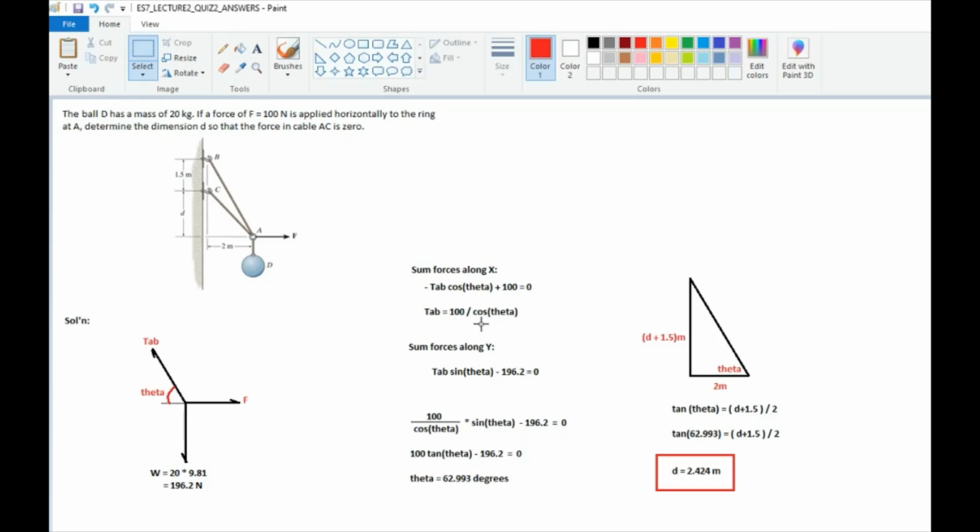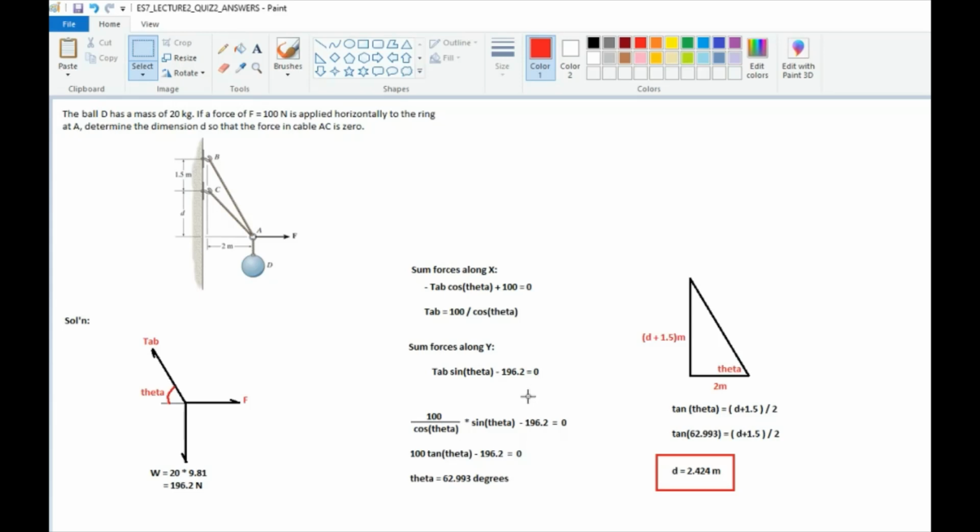Now, let's sum forces along Y. So, sa Y, dalawa din lang yung present, si TAB and yung weight. Okay, so, to get the Y component of TAB, you just multiply TAB with sine theta. And then, positive siya kasi pataas. Tapos, minus yung weight, which is 196.2, and then equals 0. Right?